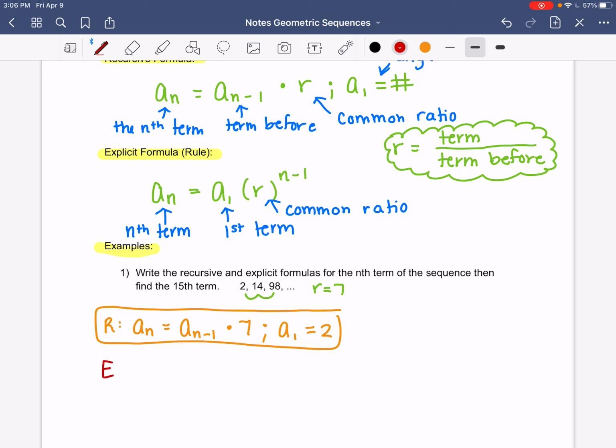For our explicit formula, we have a sub n equals, you take the first term, which is 2. That's our first term.